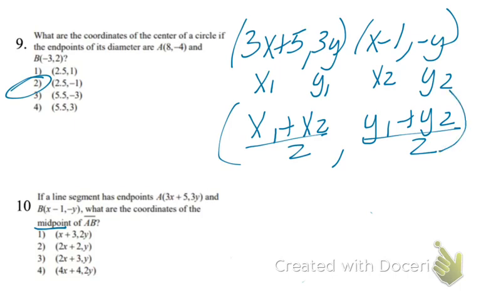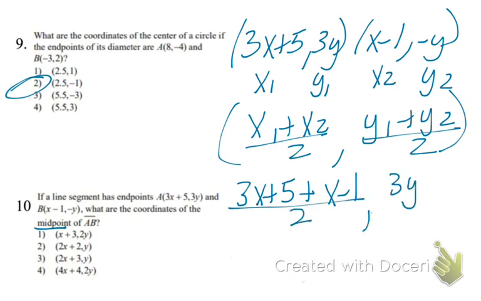Okay, so just keep in mind, all we're doing is averaging the x's and averaging the y's. So for x1, I have 3x plus 5 plus x2, and x2 is x minus 1. And for y1, I have 3y, and for y2, I have a -y. Okay, so now we're just going to combine like terms.